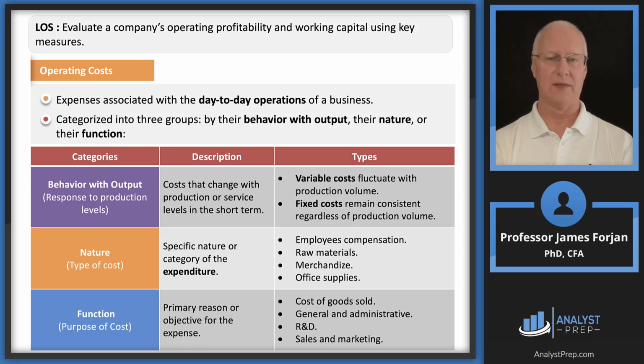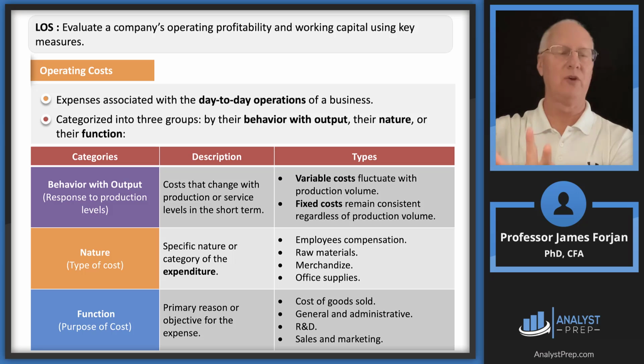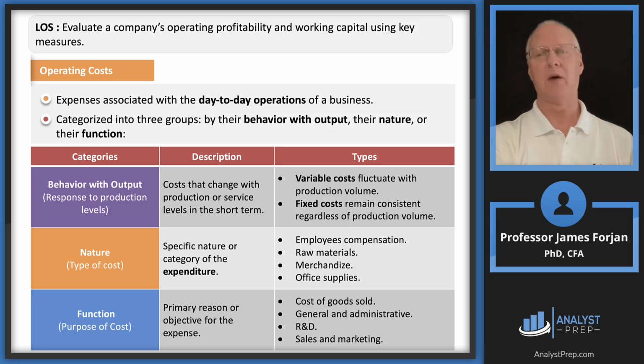So let's go ahead and look at the left-hand side of the balance sheet, these operating costs. So we just did revenues and revenue drivers on the top right-hand of the income statement. Now we're doing the middle left-hand side of the income statement. All right, so what do we have here? 3 groups that we can categorize these operating costs.